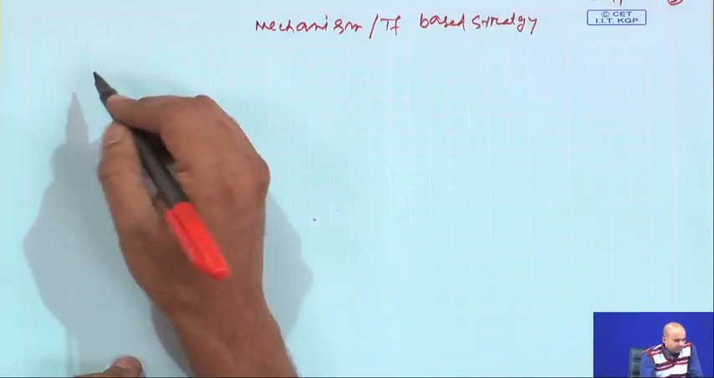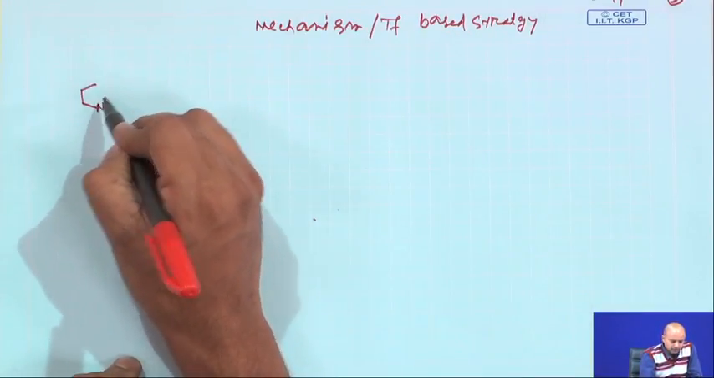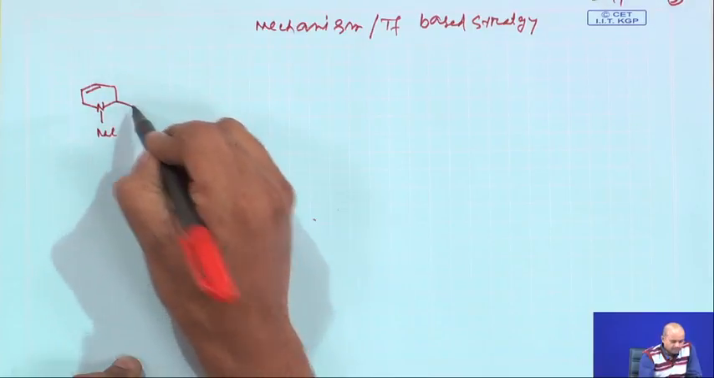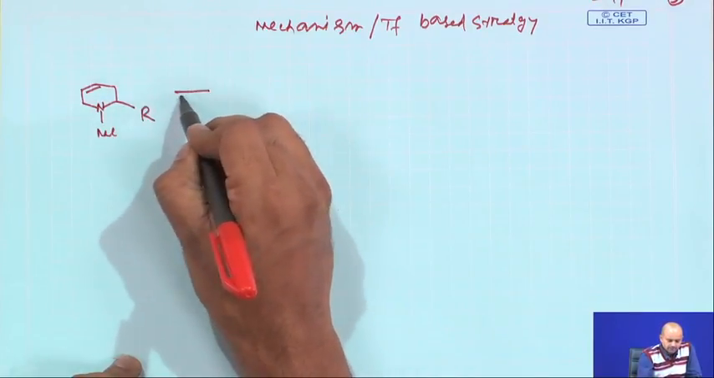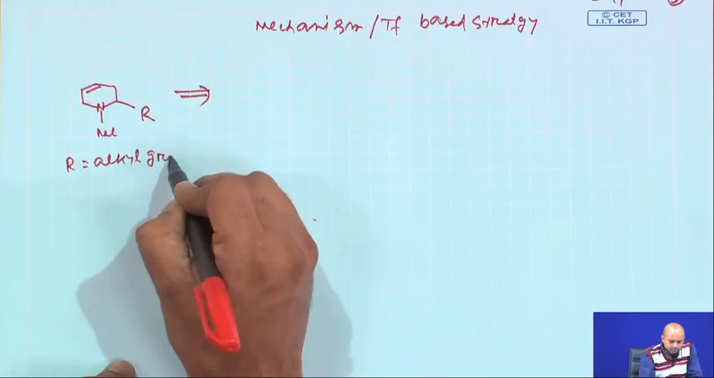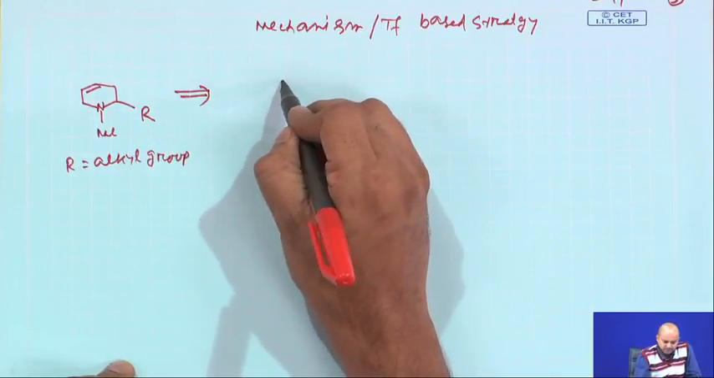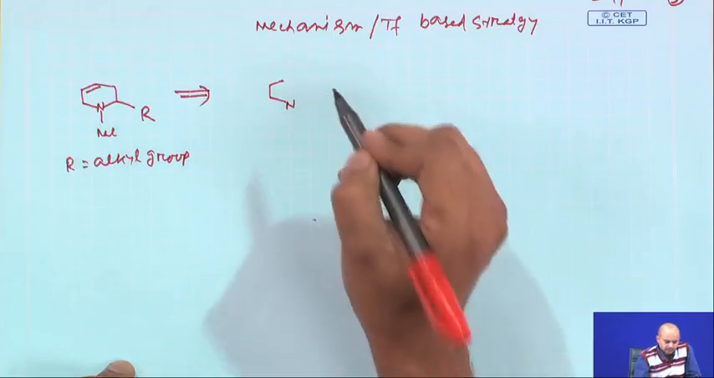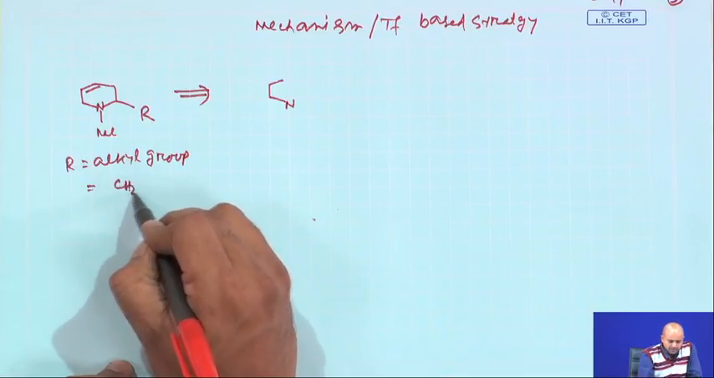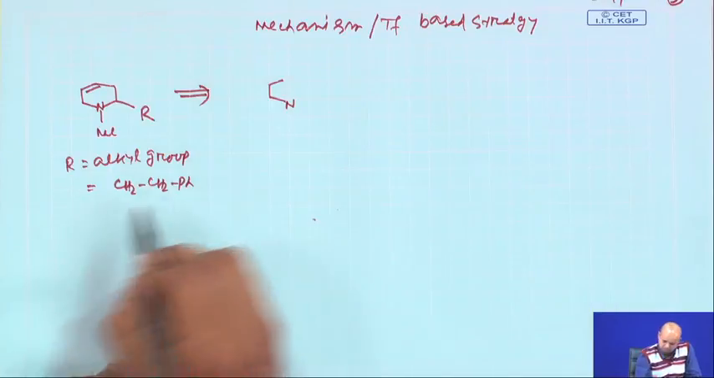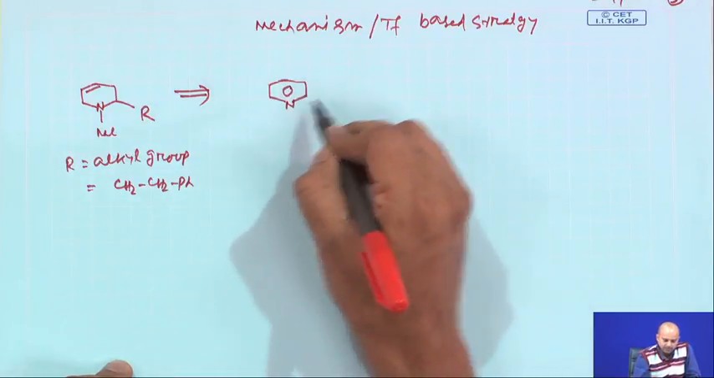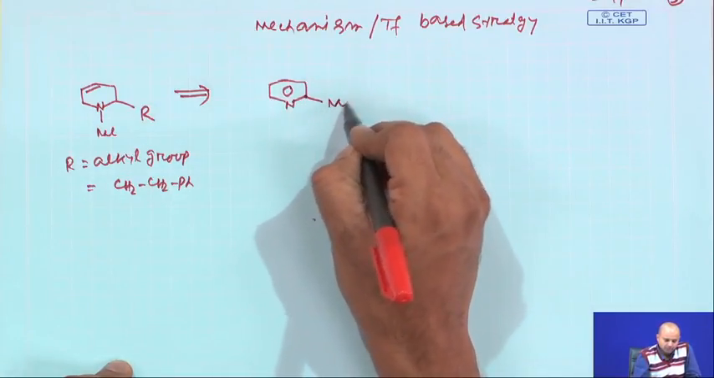This particular one was pretty interesting. We say the target molecule is something like this, where R could be any alkyl group, and now I am saying the starting material, let us say R is here a benzyl group, CH2Ph, just for a case study, and then I am saying your initial starting material is 2-methylpyridine.